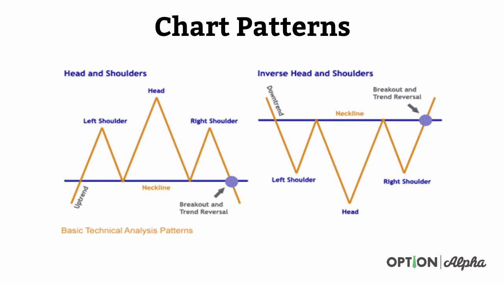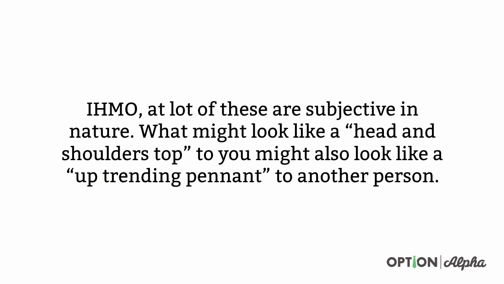And then we have chart patterns, which are really popular. Things like head and shoulders patterns, pennants, flags, cup and handles. You've probably heard them if you've been involved in trading, but there are all of these different patterns out there that you can build and draw on your charts. Now, in my honest opinion, a lot of these are subjective in nature. What might look like a head and shoulders top to you might look like an uptrending pennant to another person, and you can't argue with that. With candlesticks, chart patterns, and support and resistance, it is all subjective, meaning it's what you see out of the charts, not necessarily what may or may not be there.